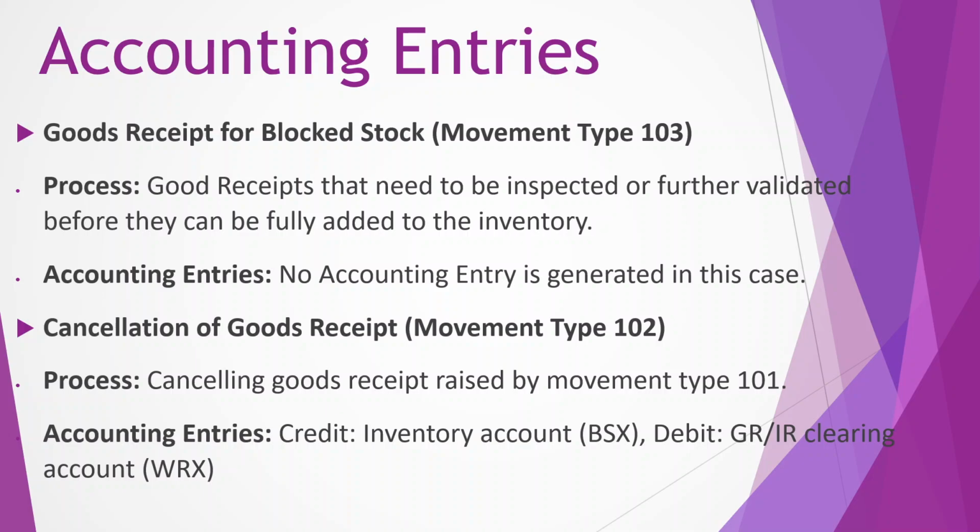Next, cancellation of goods receipt, movement type 102. Whatever you receive by the movement type 101, you can cancel it using 102. This goods receipt will get cancelled. Cancelling goods receipt raised by the movement type 101, that is the process involved here. The accounting entry will be inventory account BSX credited and debit will be your GRIR clearing account with WRX transaction key.